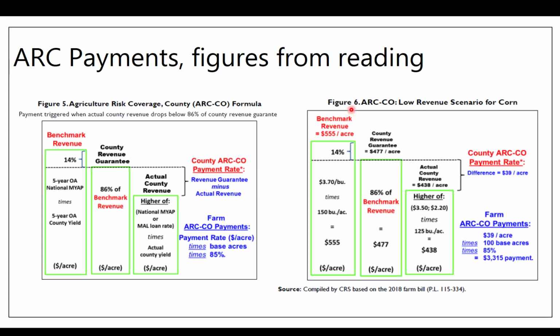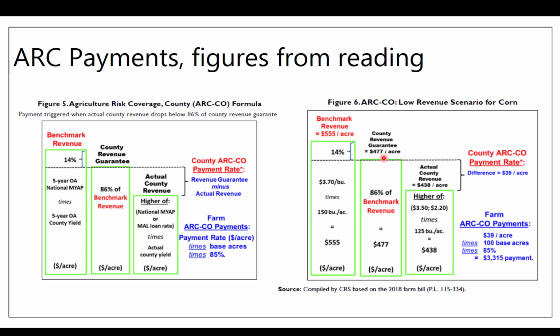Okay, so over here we have the county low revenue scenario for corn. $3.70 is the reference price. So you either get the reference price or you get the 5-year national price. So it's $3.70 times 150 bushels per acre for this example county. That makes the benchmark revenue, this full column, $555.